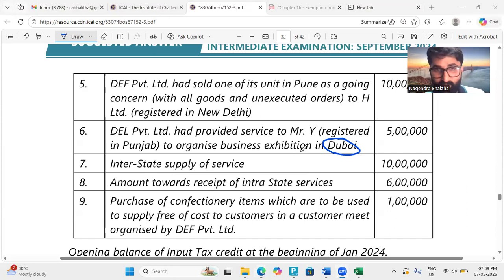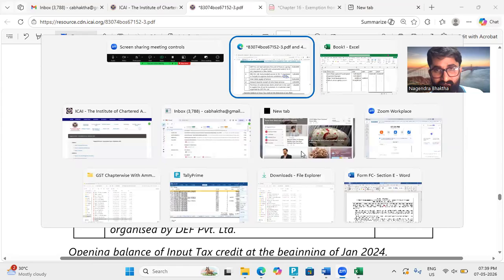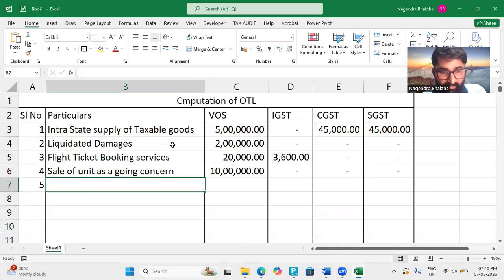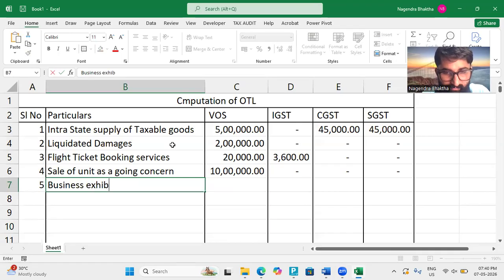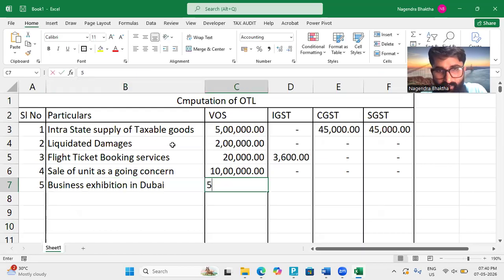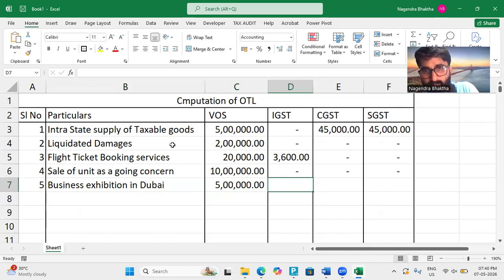I thought it is Delhi. It is not Delhi, it is Dubai. I read it as Delhi. Sorry. Business exhibition in Dubai, 5 lakh.